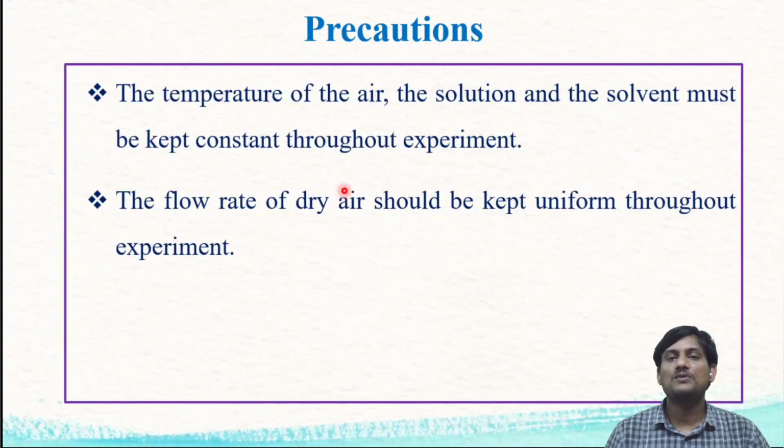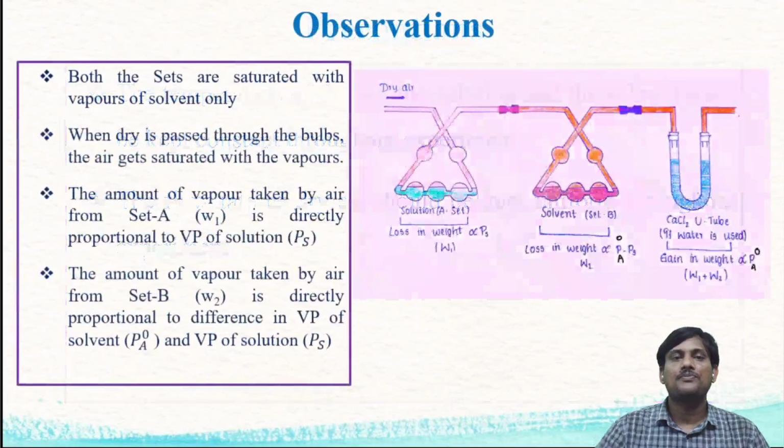The precautions involved in Oswald and Walker's dynamic method are: the temperature of the air, the solution and the solvent must be kept constant throughout the experiment. The flow rate of dry air should be uniform throughout the experiment. These precautions should be followed in Oswald and Walker's dynamic method. Okay, these are the observations.